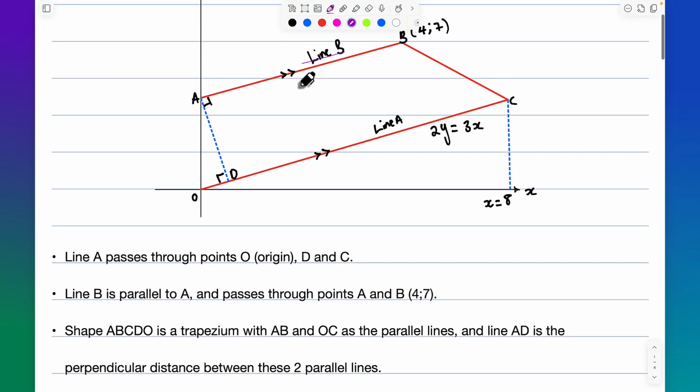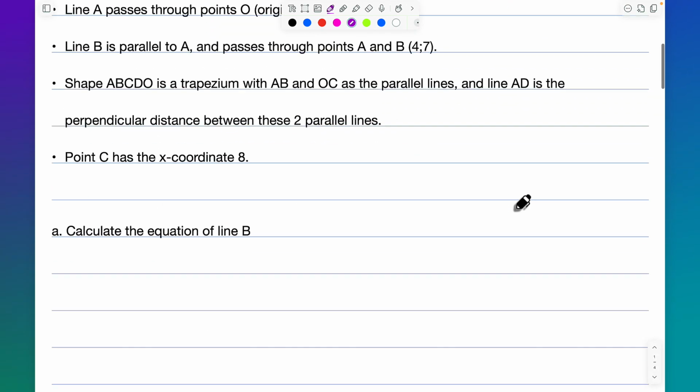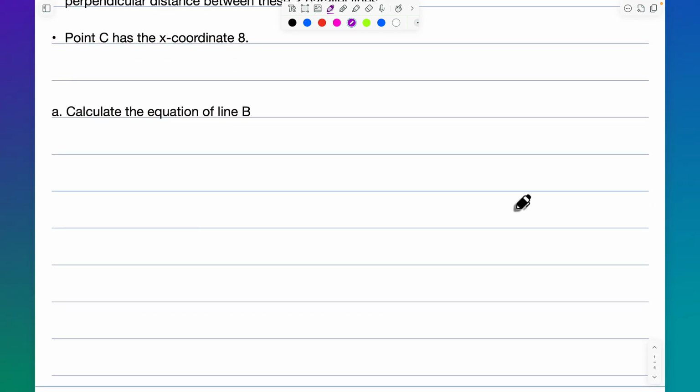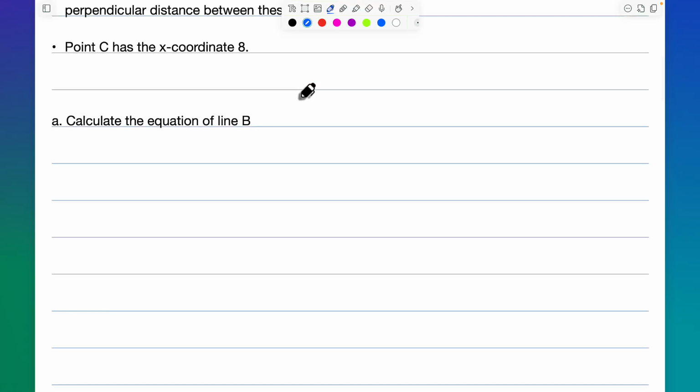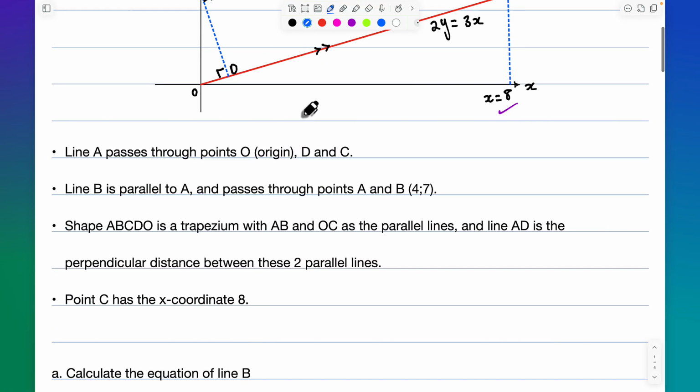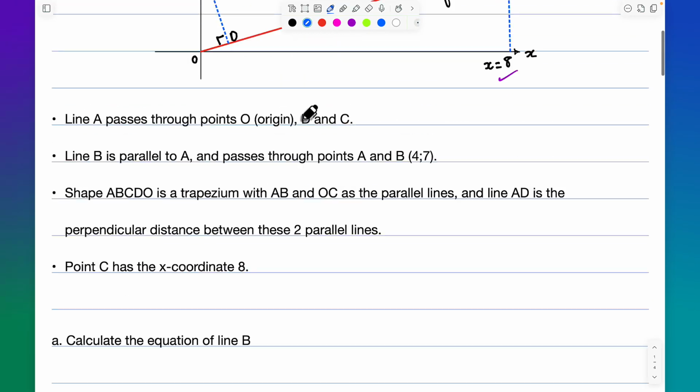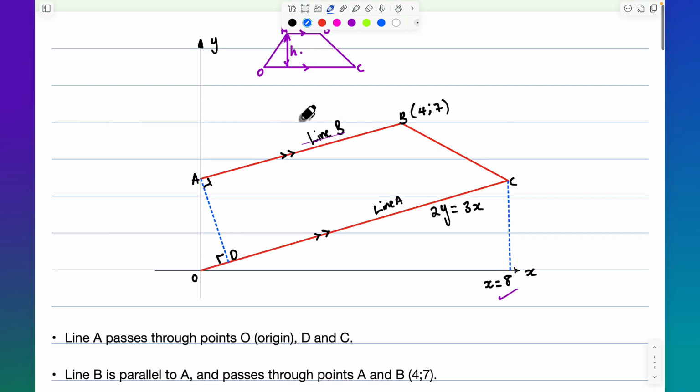And then point C has x coordinate 8, which we saw over here. So that is that complex question. Now let's break down the question. We're going to go question by question and see what is required of us in this problem. The first part says, calculate the equation of line B. So let's look at line B. Now, we know that line B passes through A. We know that it passes through B, and we know the coordinates of point B, but we don't really know much else in this case.